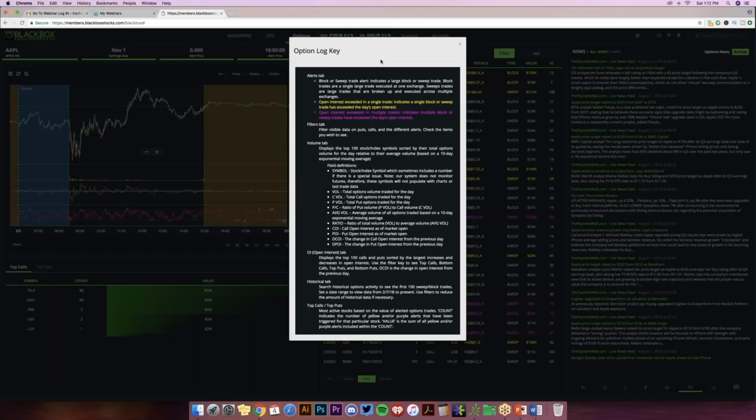The yellow, when you see something in yellow, it means that open interest has been exceeded in a single trade. So whether that's a block or a sweep, the number of contracts exceeds the current OI, or that day's OI. The magenta tells you that it is multiple transactions. It doesn't matter if it's a block or a sweep, but it's multiple transactions, and now the current OI has been exceeded.